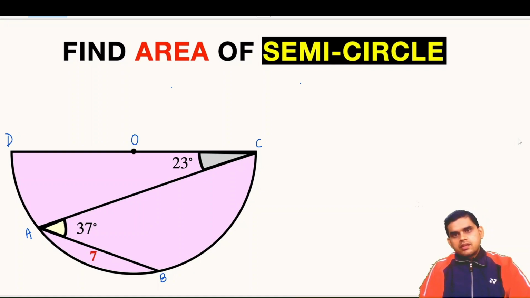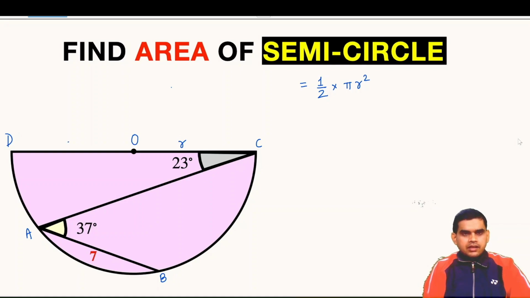So first of all, let us write the formula for area of semicircle. So area of semicircle is half times area of a circle. That means pi times the square of radius. Let the small r represent the radius of this semicircle. So our focus will be to find this small r.